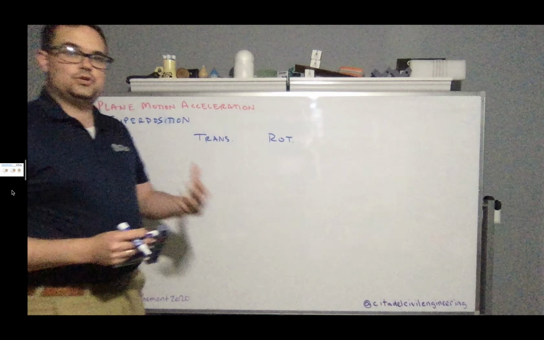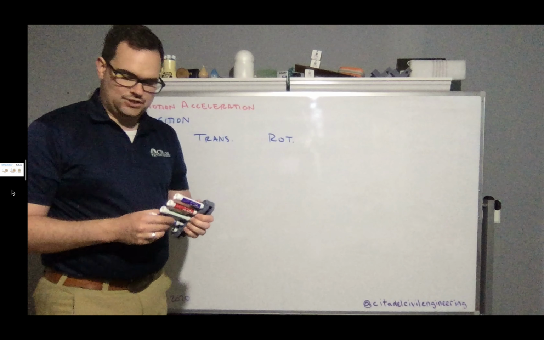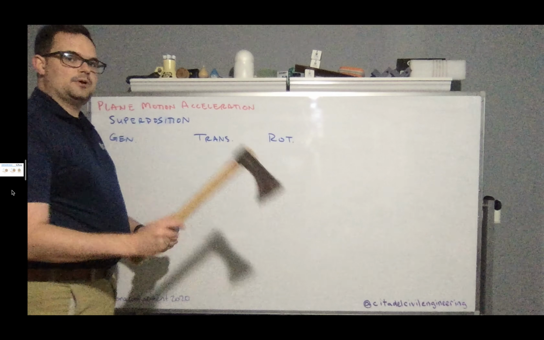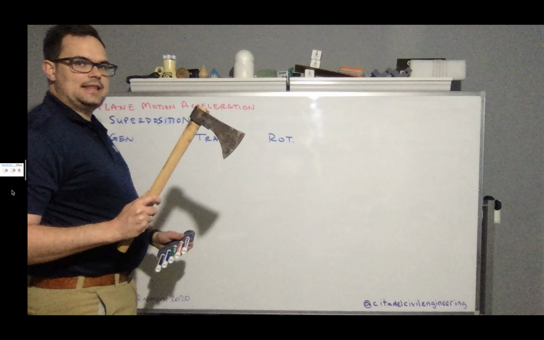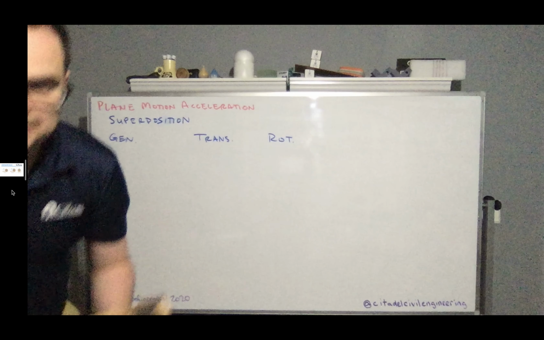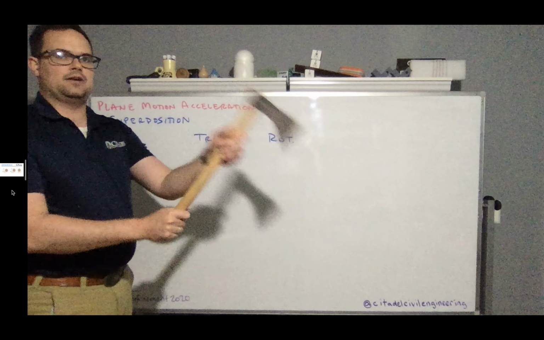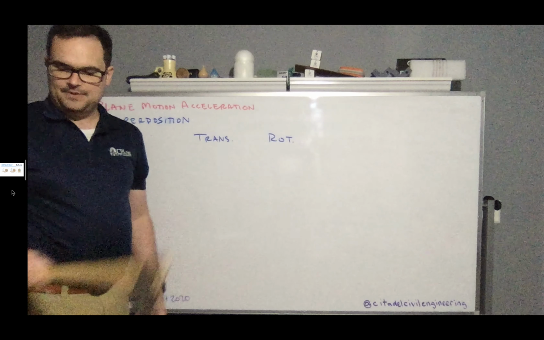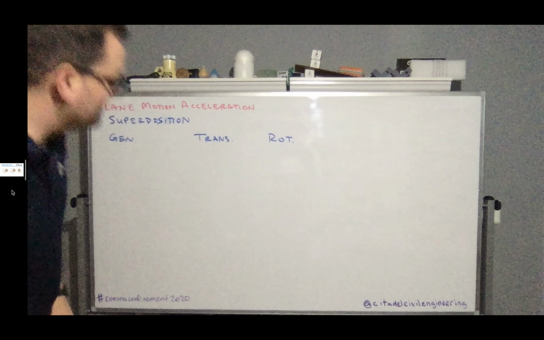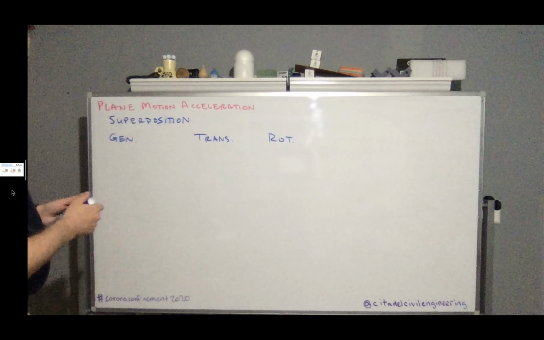So we're going to break the problem into two pieces, one looking at pure translation, so what it would look like if our tomahawk was just simply translating, and then another one looking at pure fixed axis rotation, saying what if it was just rotating about some known point. So that's how we're thinking about these things. So we're superimposing these two things.